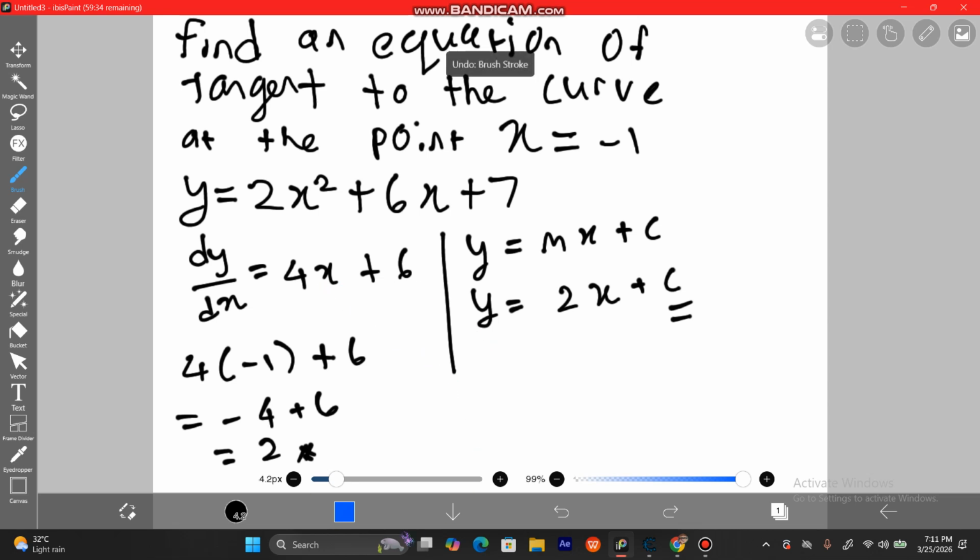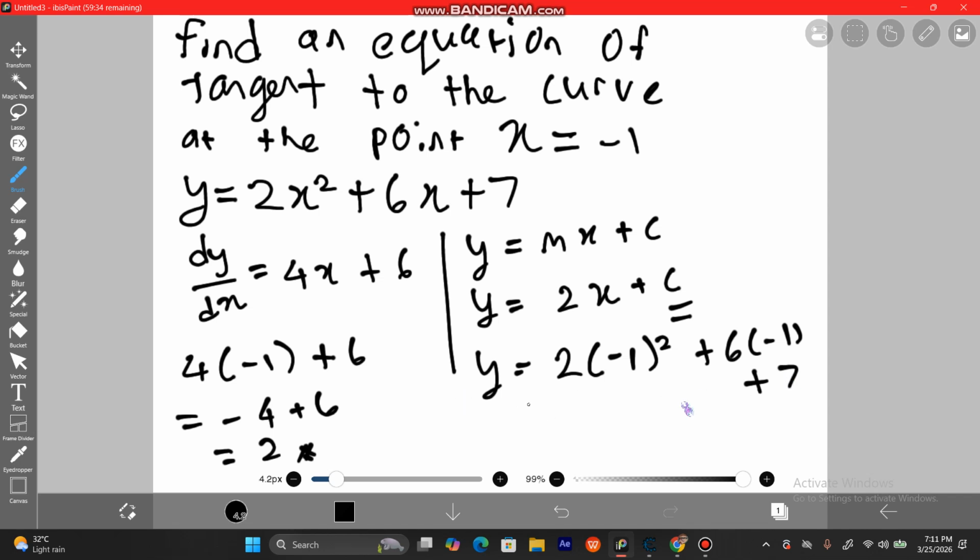Let me just delete that real quick. So we're going to be finding the y value. y equals 2 times -1 to the power of 2, plus 6 times -1, plus 7. Sorry, there's not enough space there. So 2 times -1 to the power of 2 is 2, so we're going to get 2 minus 6 plus 7. 2 minus 6 is -4, plus 7 is going to be 3. So the y value is 3, and so we have the coordinate (-1, 3).